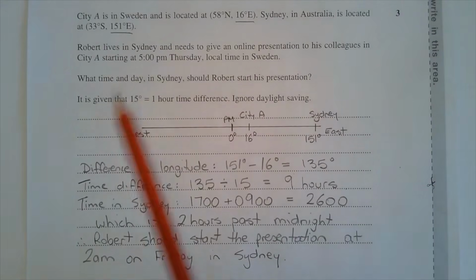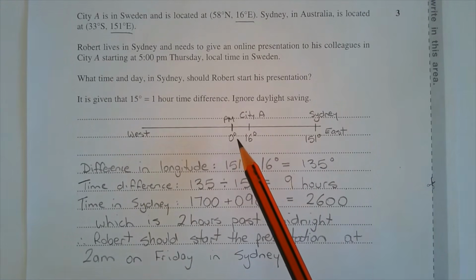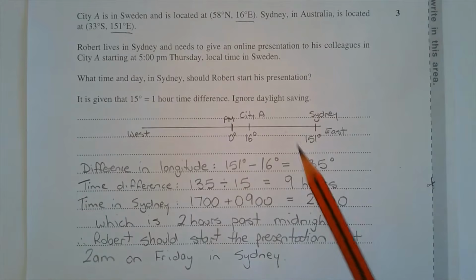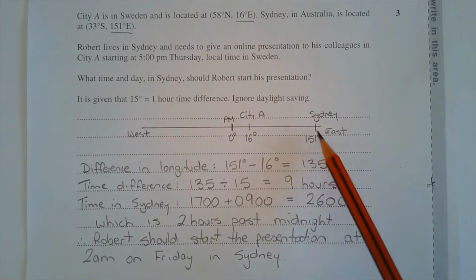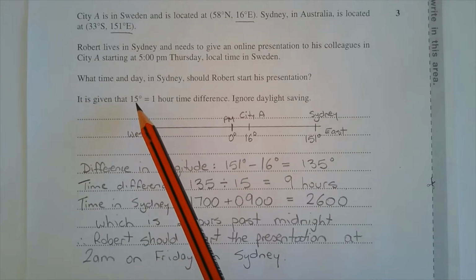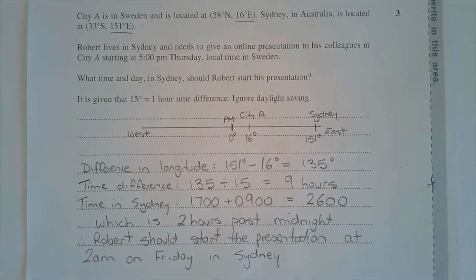This can be visualized on a number line where 0 degrees represents the longitude of the prime meridian. West is to the left, east is to the right. City A is 16 degrees east and Sydney is 151 degrees east. Now the difference in longitude is 151 degrees minus 16 degrees, which equals 135 degrees. And it is given that every 15 degrees difference in longitude is equivalent to 1 hour time difference.